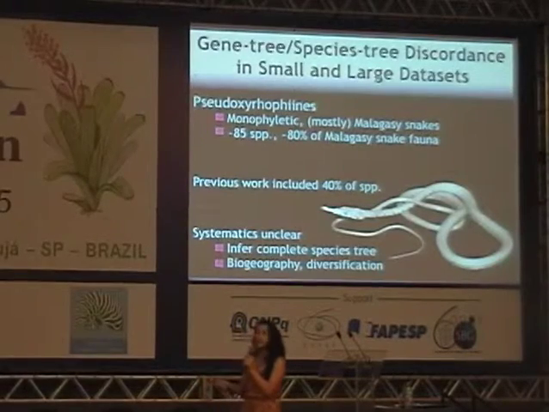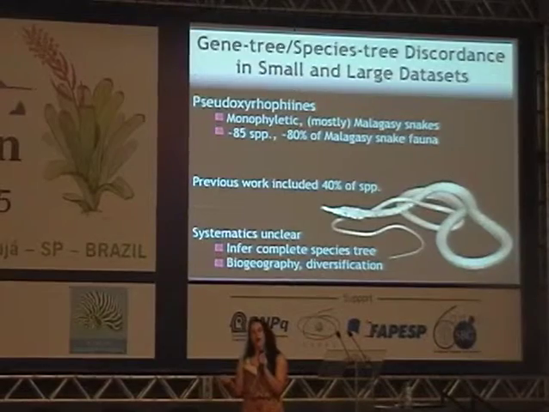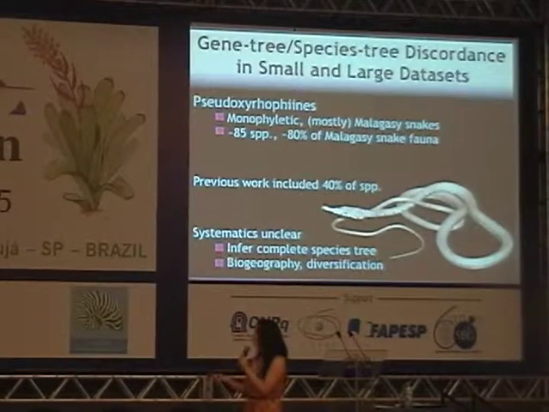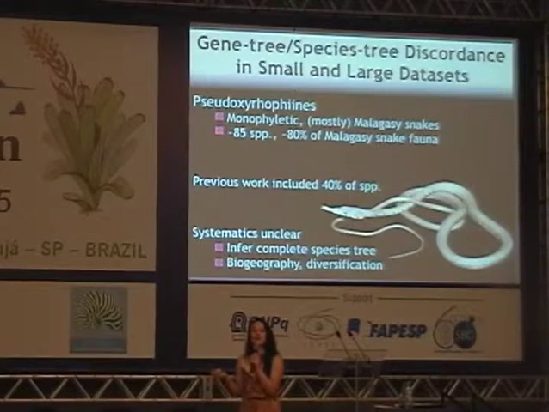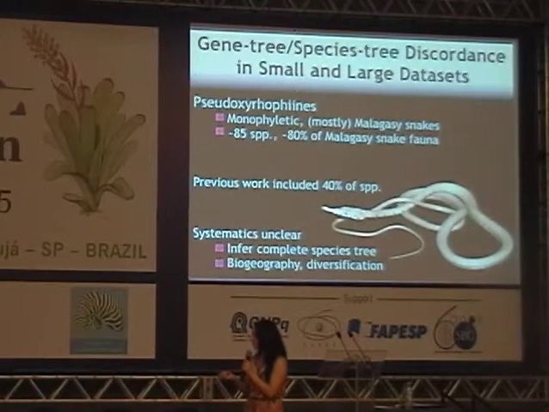So we want to ultimately look at some of the biogeography. When did these snakes get to Madagascar? Are they really a monophyletic radiation? Is there any dispersal back to Africa? As well as diversification. How do we get snakes that look like this? And without having that species tree to start with, that's sort of hard to do.